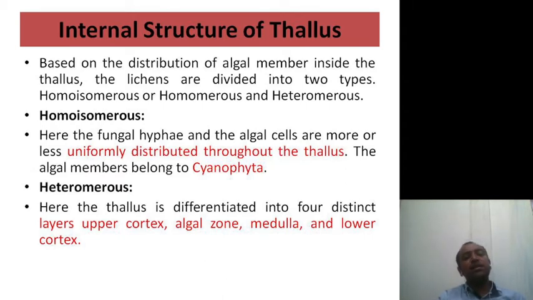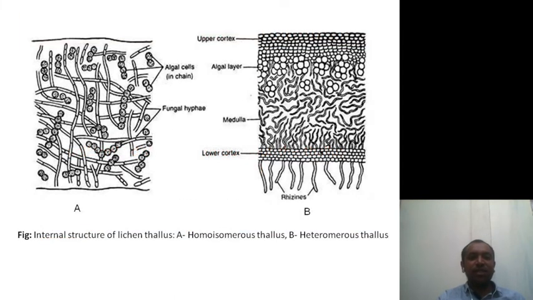Now in case of heteromerous, the term hetero is there, so that clearly tells that there is some differentiation. So in this case it is differentiated into 4 distinct layers, that is your upper cortex, algal zone, medulla and lower cortex. So let us see the structure of it. The first structure is basically the homoiomerous lichen, where you can see algae and fungus are more or less uniformly distributed. However, in the case of heteromerous thallus, you can see it has upper cortex, algal layer, then medulla and lower cortex.